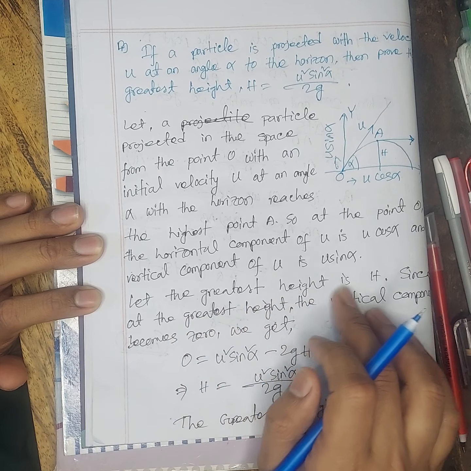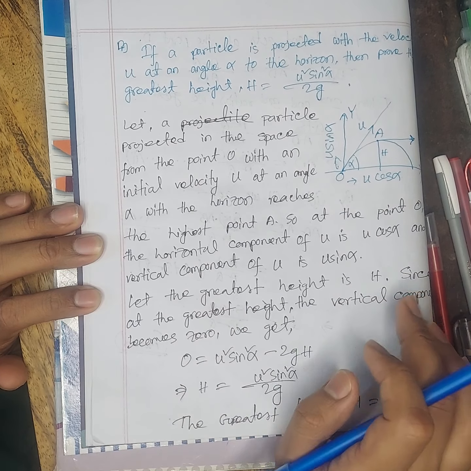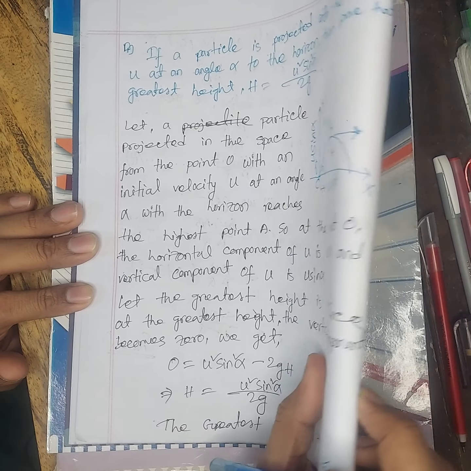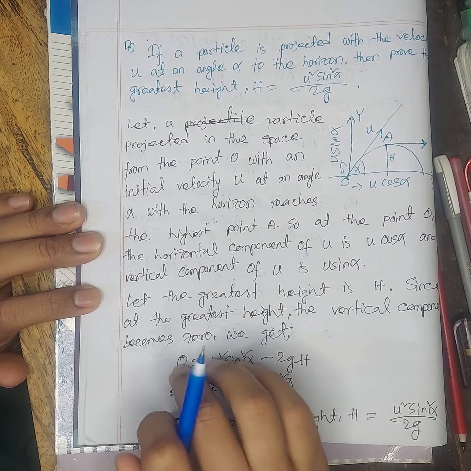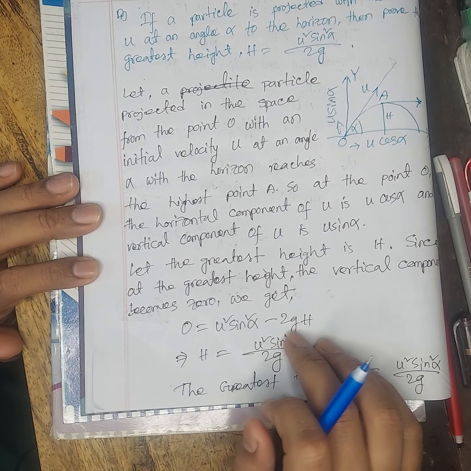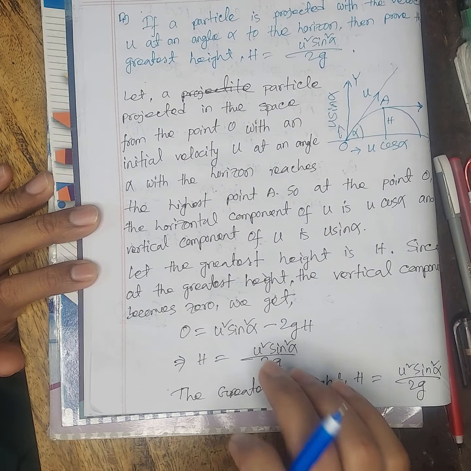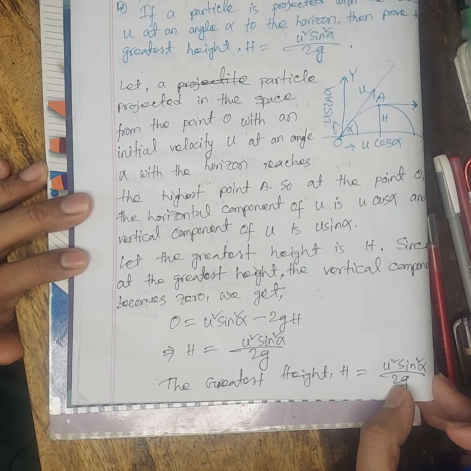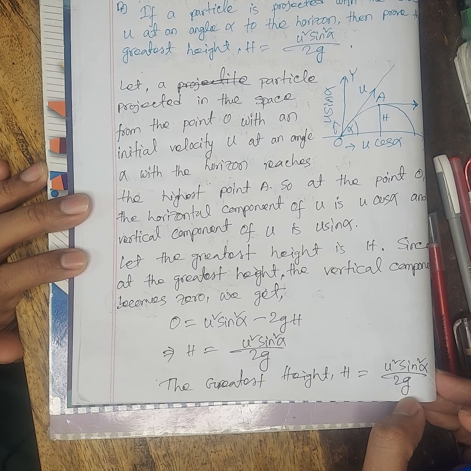So the greatest height is h. Since at the greatest height the vertical component becomes 0, we get 0 is equal to u square sin square alpha minus 2gh. So h is equal to u square sin square alpha by 2g. So the greatest height h is equal to u square sin square alpha by 2g.